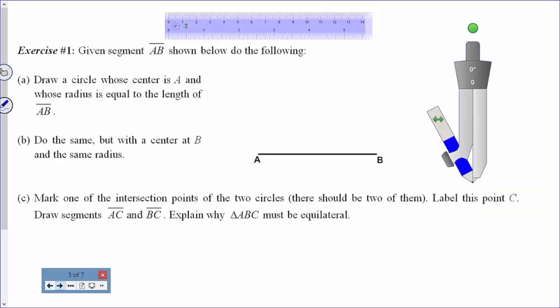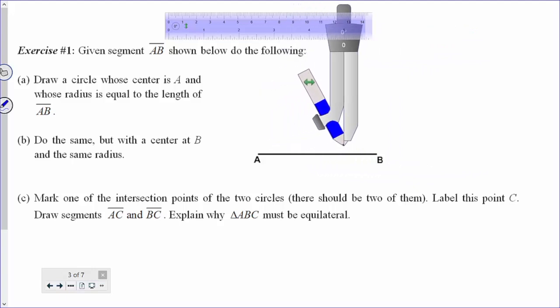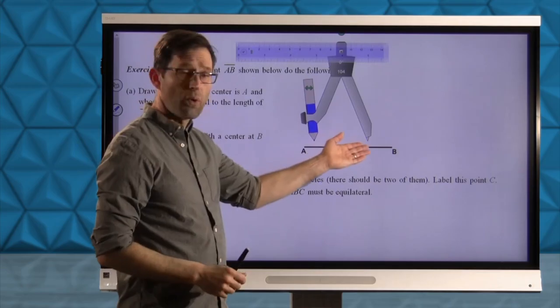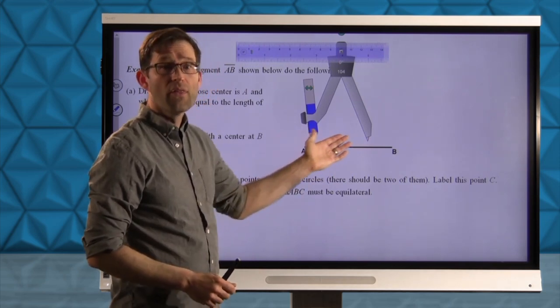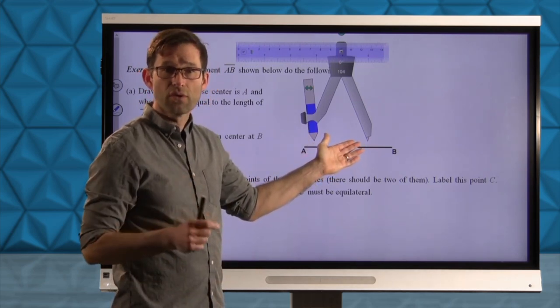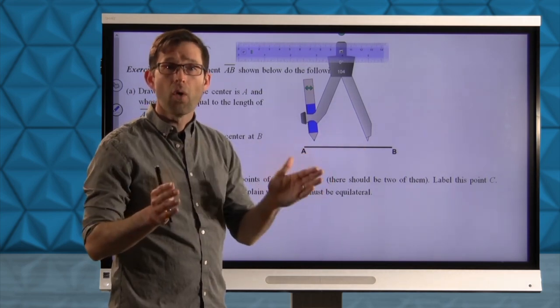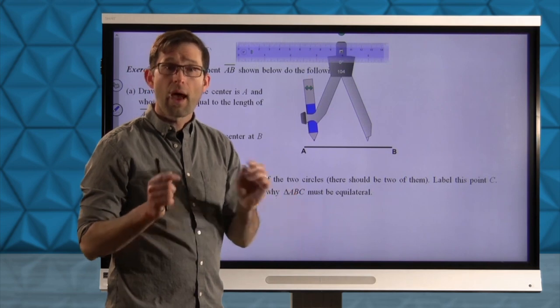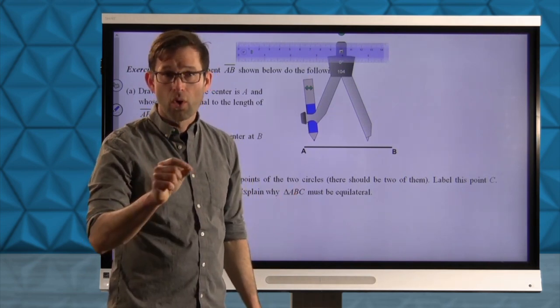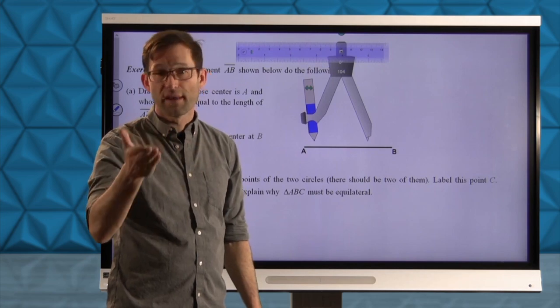Okay, so let's take a look at our first construction. Given segment AB shown below, do the following. We're just going to follow the directions step by step. Draw a circle whose center is at A and whose radius is equal to the length of AB. I've got my handy-dandy electronic compass here. On all compasses, there are two ends: the pointy end and the pencil end. The pointy end will always go at the center of the circle, and the width of the compass always represents the radius of the circle. And remember, all points on the circle will be the same distance from the center as all other points.